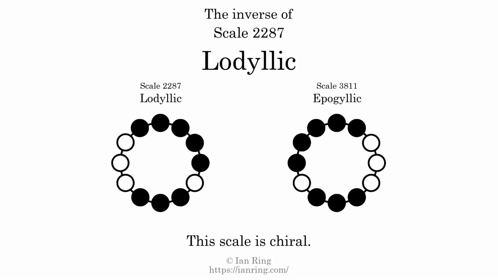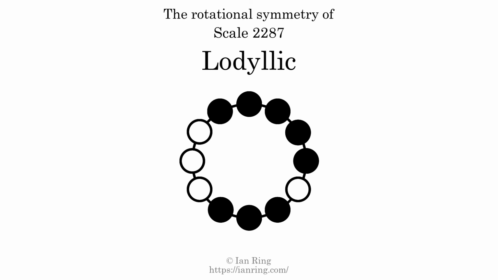The inverse of a scale is a mirror image. It is what you get when the sequence of intervals is reversed. The inverse of this scale is scale 3811, also known as epigelic. This scale is chiral. It cannot transform into its inverse by rotational transformation. This scale has no rotational symmetry.